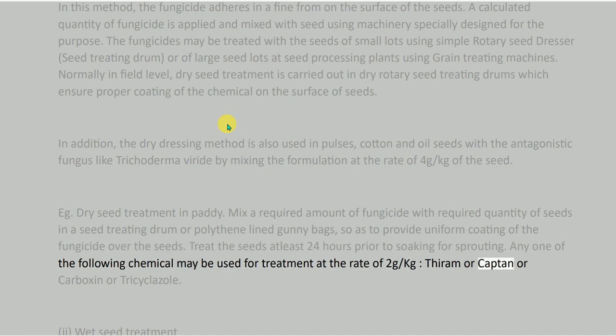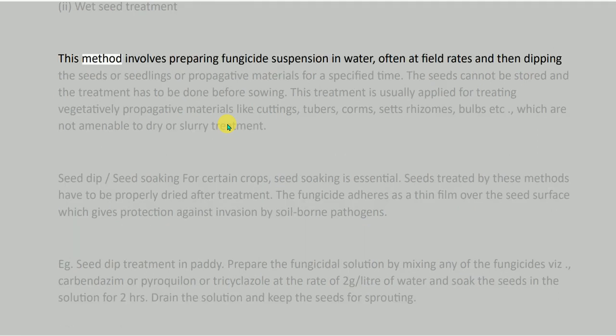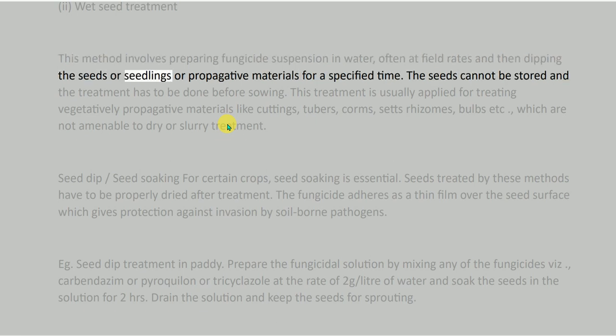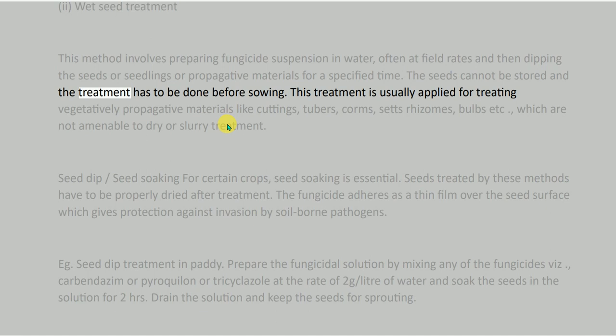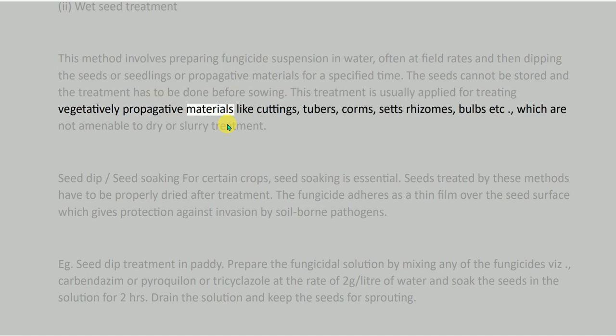2. Wet seed treatment. This method involves preparing fungicide suspension in water, often at field rates, and then dipping the seeds or seedlings or propagative materials for a specified time. The seeds cannot be stored and the treatment has to be done before sowing. This treatment is usually applied for treating vegetatively propagative materials like cuttings, tubers, corms, sets, rhizomes, bulbs, etc., which are not amenable to dry or slurry treatment.